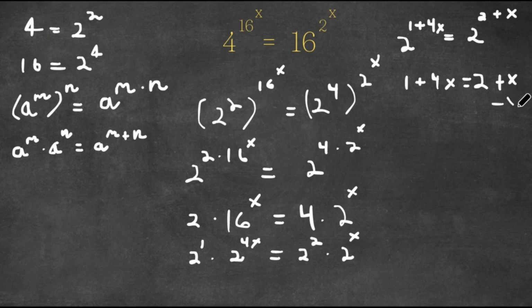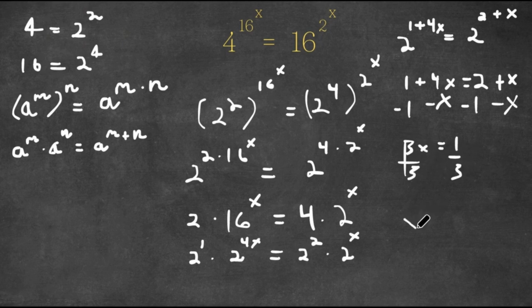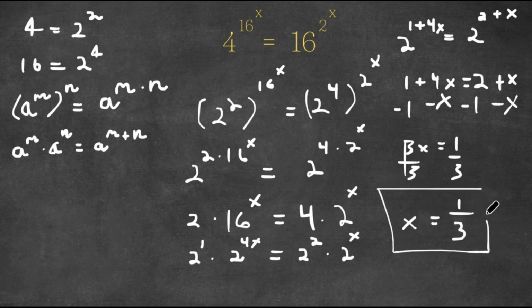Now if we subtract x on both sides, and also subtract 1 on both sides, we get 3x is equal to 1. Now if I divide by 3 on both sides, these two cancel out, and I get x is equal to 1 over 3. So this is our answer.